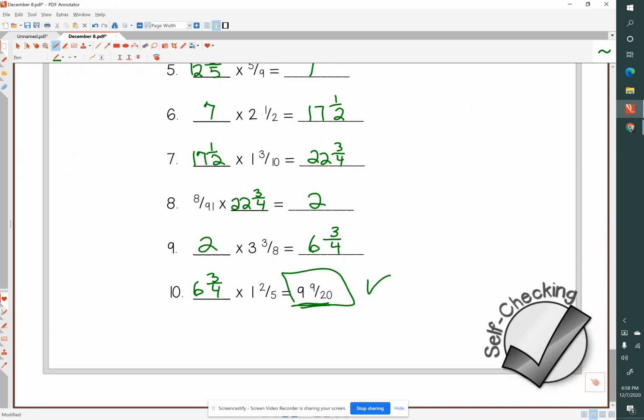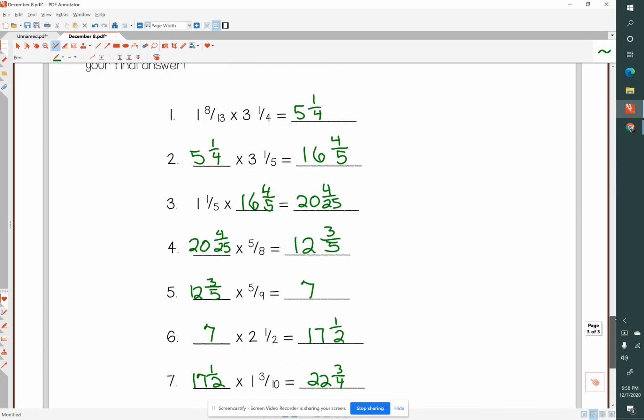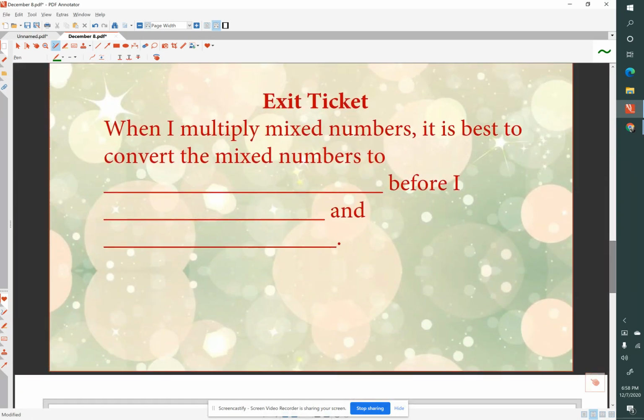And it does. So let's go back to the exit ticket. When I multiply mixed numbers, it is best to convert the mixed numbers to improper fractions. Before I multiply, it's that cross simplifying that we do, and then multiply across. And that makes our job much easier.